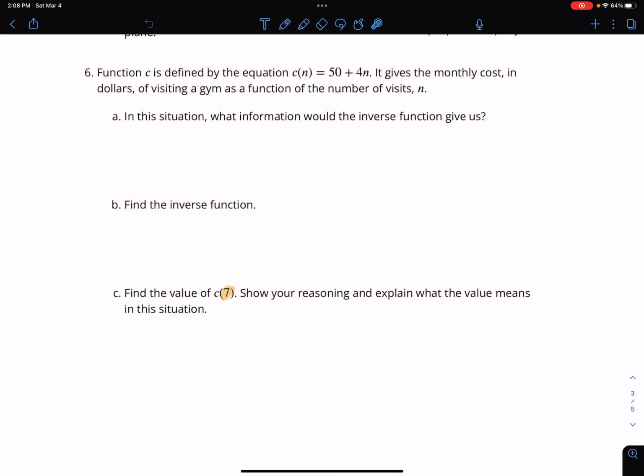So what does the inverse function give us? The inverse function gives... my handwriting is a little bit off. I'm going to make sure you know that that's an i. The inverse function gives the number of visits.